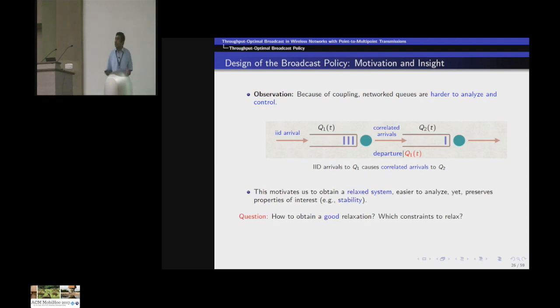So this motivates us to consider a relaxed system. Is it really necessary to understand and analyze these complicated network queues? We argue that it is not, because we are basically interested in the first order optimality metric, called throughput optimality. So the question is, what is a good relaxation, and which constraint to relax, so that we still retain the essential characteristics of the problem and can still solve it efficiently? This is what I'm going to do. I'm going to relax something called the precedence constraint in the problem.